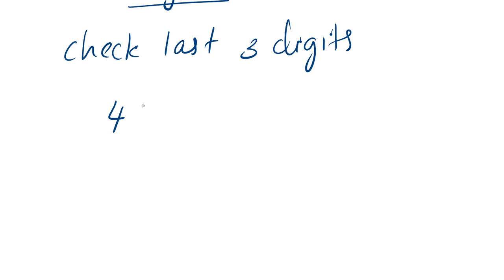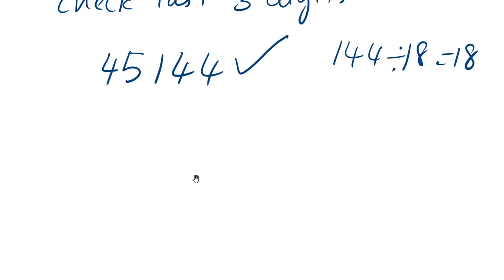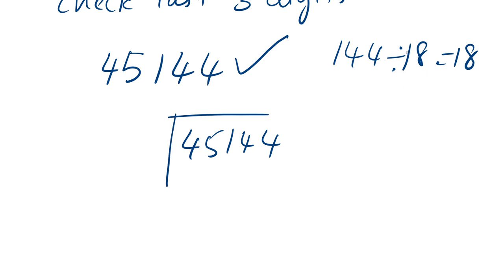45144. So the last three digits are 144. Check whether 144 is divisible by 8. We know 144 divided by 8 is equal to 18. So this big number is also divisible by 8. Okay, we'll show whether it works. 45144 divided by 8.